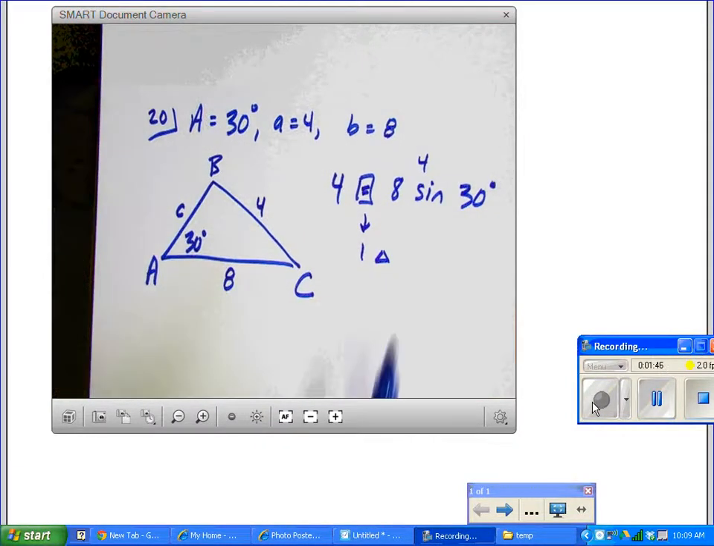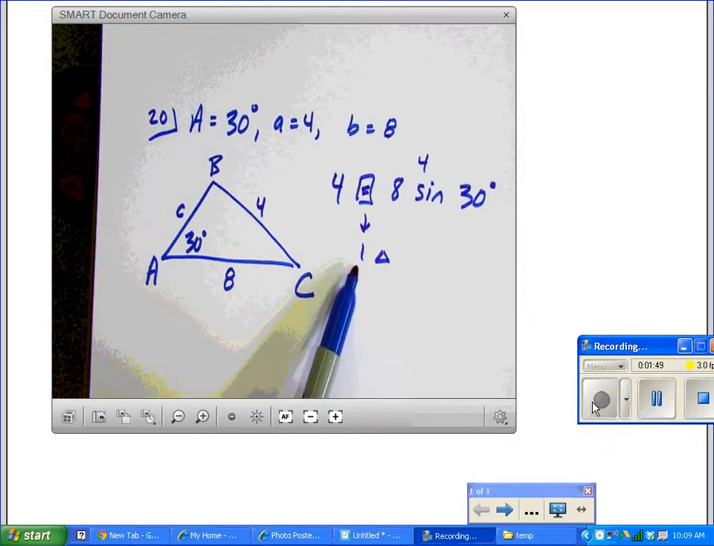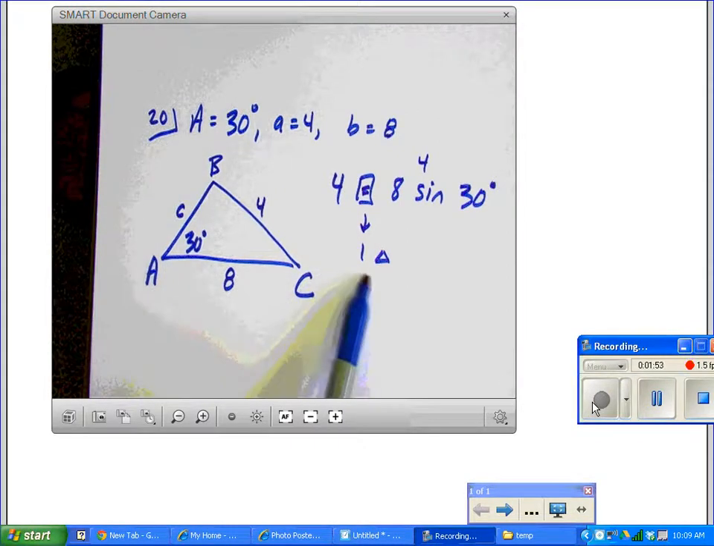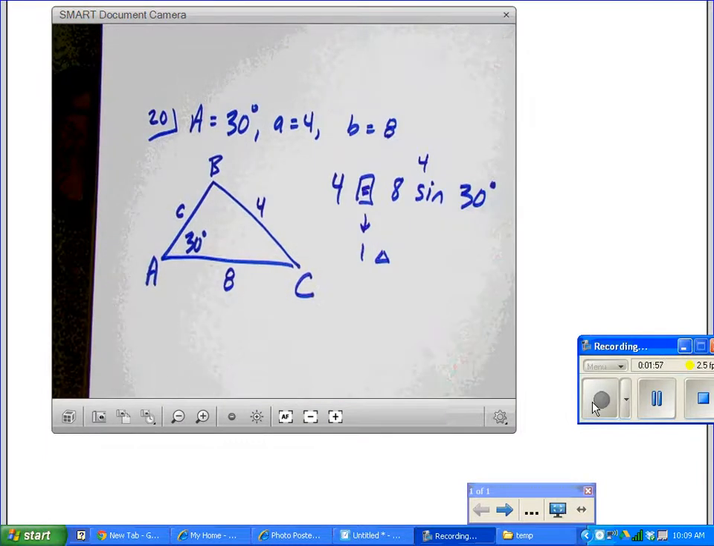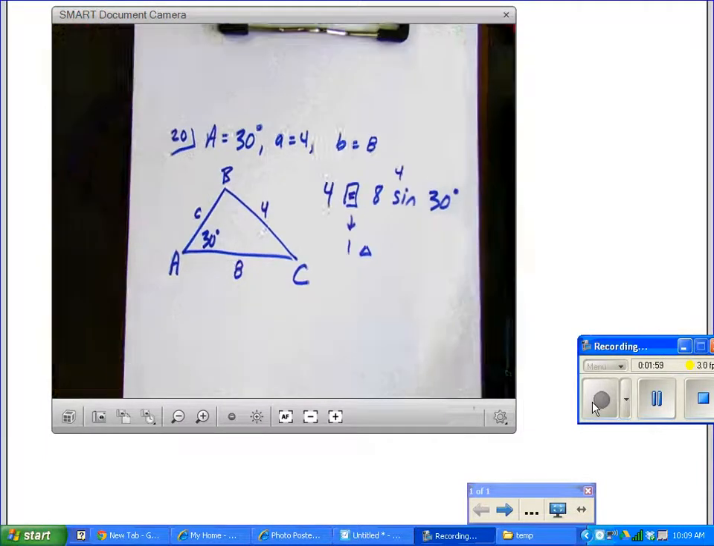So let's go over it: if it's less than, it means no triangles. If it's equal to like this, it's one triangle. If it's greater than, then it's the dreaded two triangles. But it's just one triangle on this one.